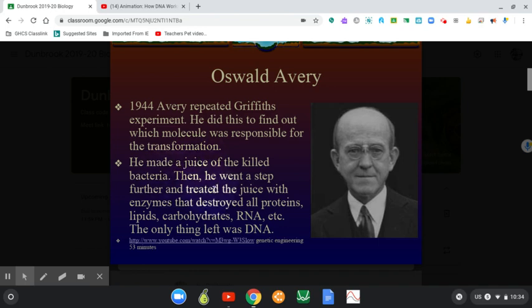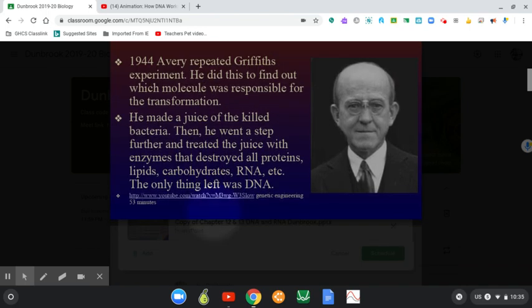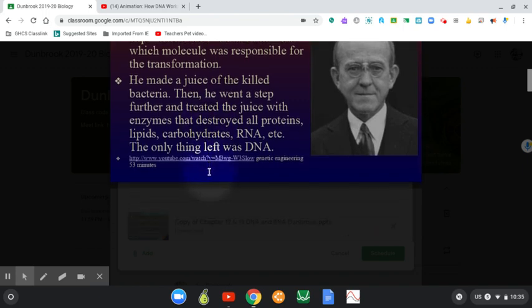Then he went a step further and he treated the juice with enzymes that destroyed all proteins, lipids, carbohydrates, even RNA. The only thing that was left was DNA. I hope you remember some of these molecules from chapter 2. Carbs, proteins, lipids, all that stuff, nucleic acids. So we know that those are the 4 macromolecules of life: carbohydrates, lipids, proteins, and then nucleic acids like RNA and DNA. So Oswald Avery basically got rid of all the carbohydrates, all the lipids, and all the proteins, and the only thing left was DNA. So he's testing one variable at a time here to see if DNA is responsible for the transformation.